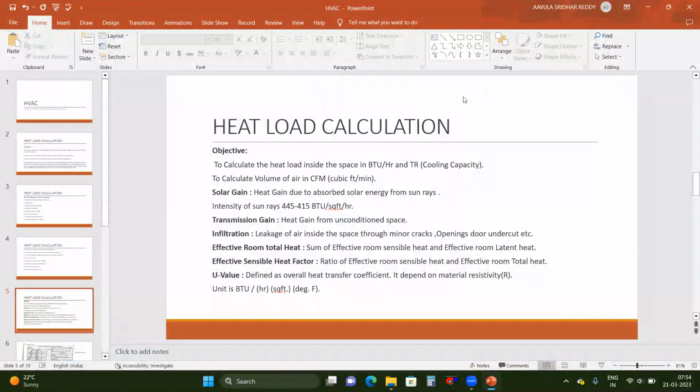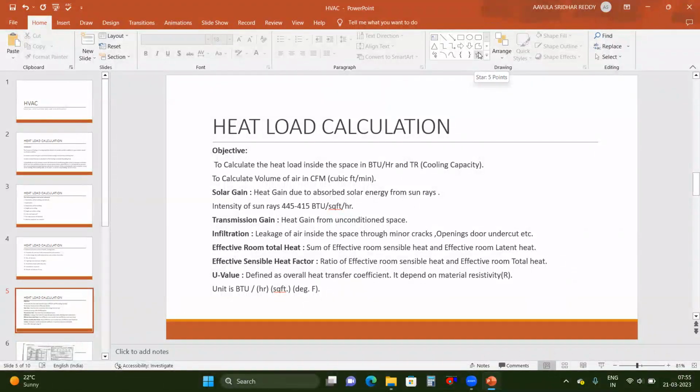Leakage of air inside the space through cracks, opening doors, etc. So when we are opening the door frequently, some amount of air will infiltrate from outside to inside. So that is called infiltration. It might also go through minor cracks and window leakages. The air will be leaked.